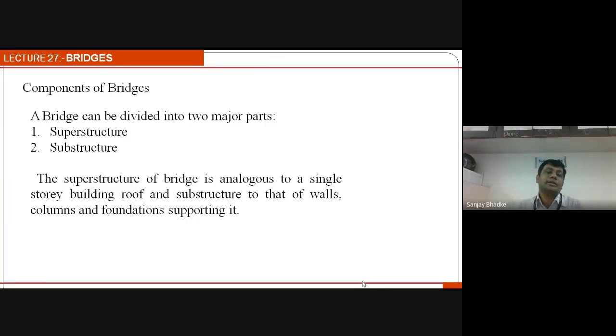Then how about the various components of the bridge? Basically, the bridge can be divided into two major parts: one is the superstructure and the other is the substructure. We know that the construction up to the plinth level, or construction of foundation, all come under the substructure, while construction of pier, abutment or slab bridge all come under the superstructure. The superstructure of a bridge is analogous to a single-story building roof, and the substructure to the wall, column and foundation supporting it.